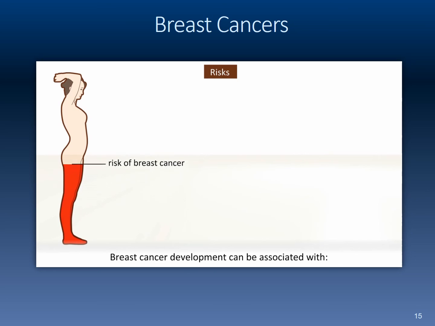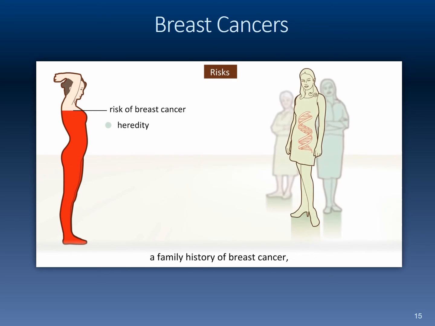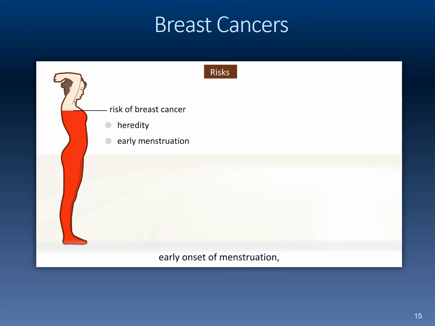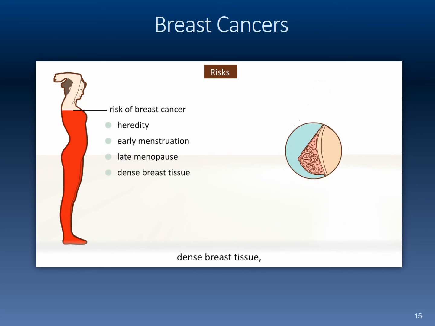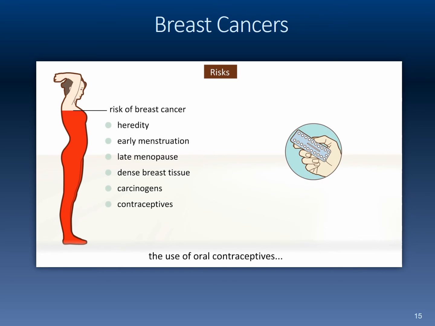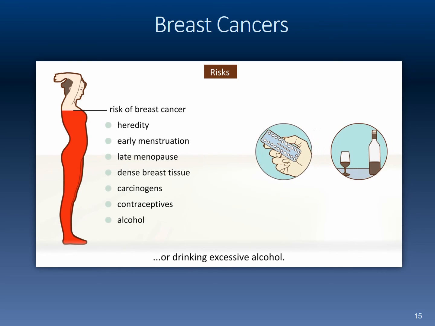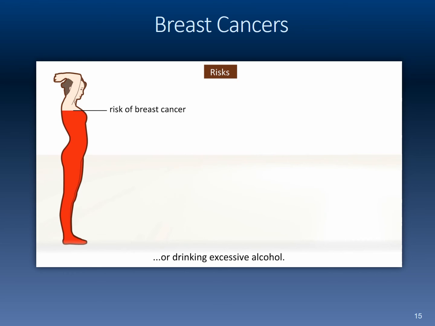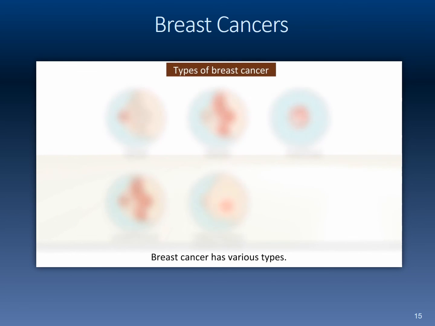Breast cancer development can be associated with a family history of breast cancer, early onset of menstruation, late menopause, dense breast tissue, exposure to carcinogens, the use of oral contraceptives, or drinking excessive alcohol. Breast cancer has various types.